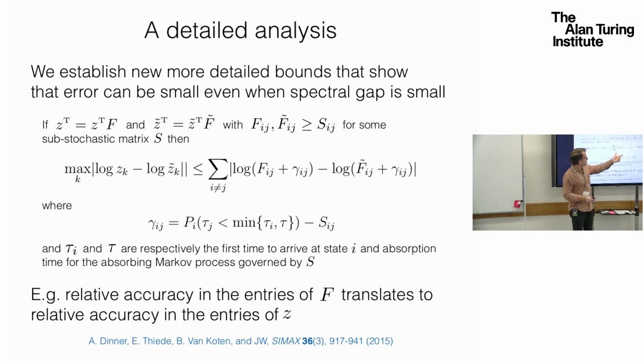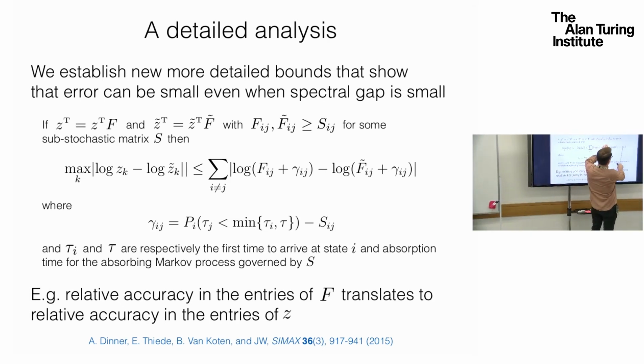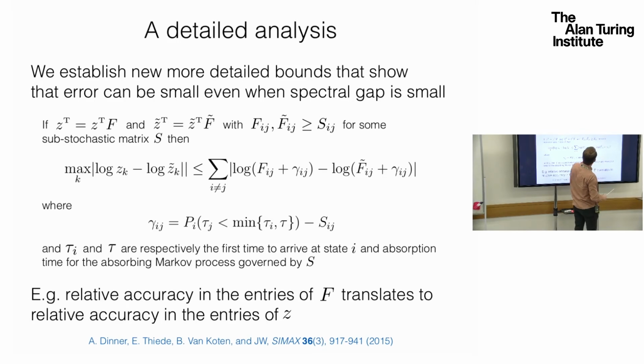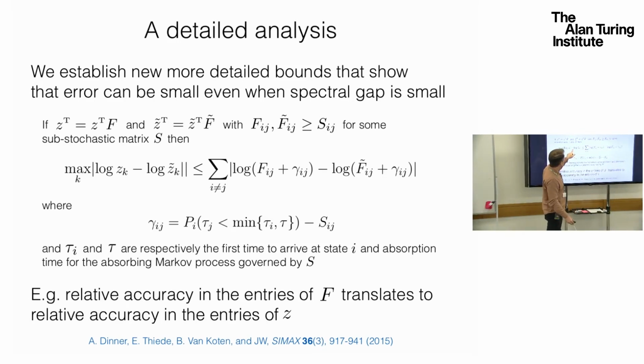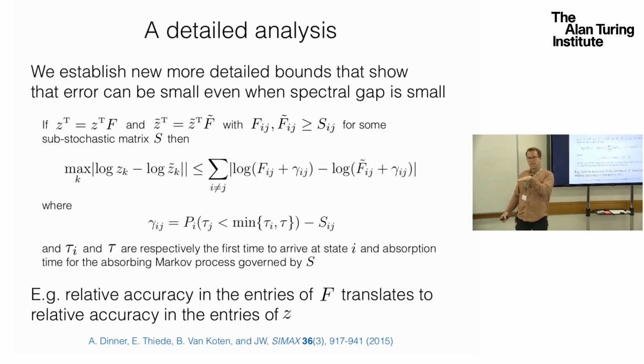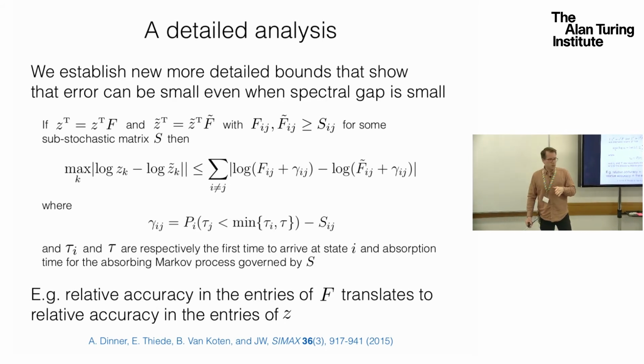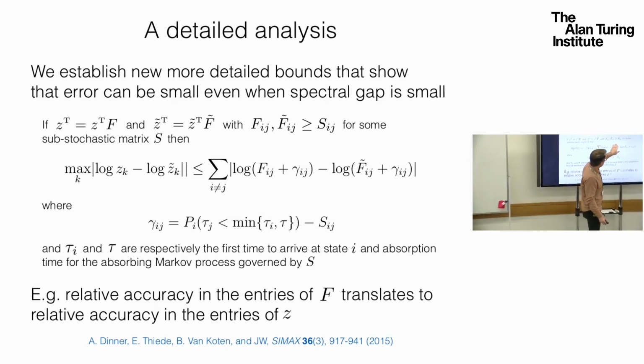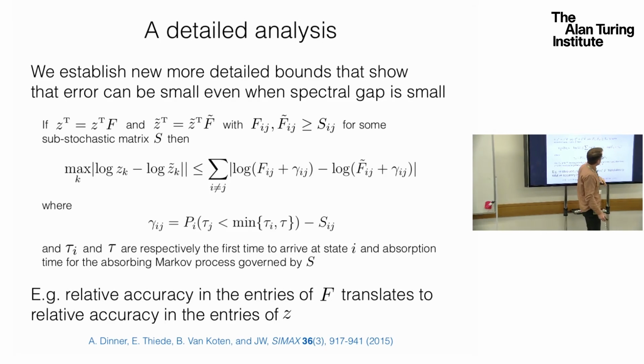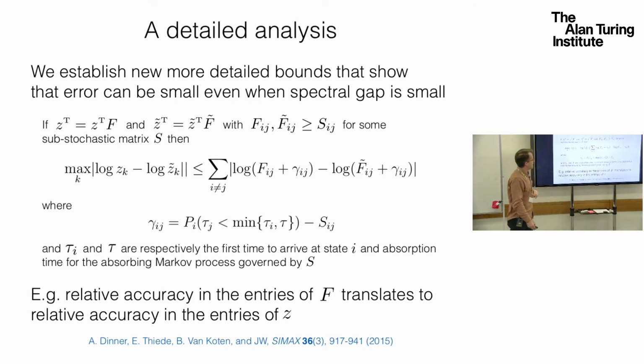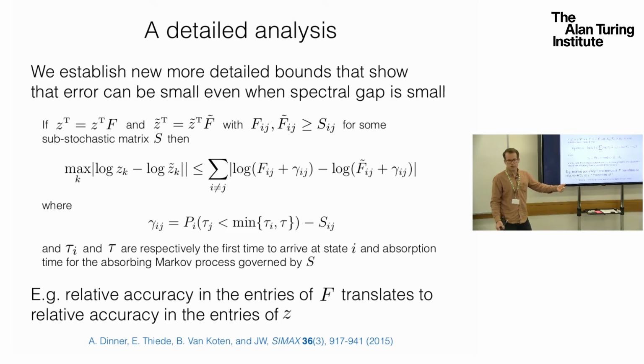Okay? Over here, if I ignore the gammas, what this bound says is that the relative accuracy in the entries of Z is bounded by the relative accuracy in the entries of F. No other structural constant like a spectral gap. Okay? Just bounded. So in fact, it's a corollary of this that I can remove these gammas. What that would say is that if I have relative accuracy in the entries of F, I'm going to get relative accuracy in the entries of Z.